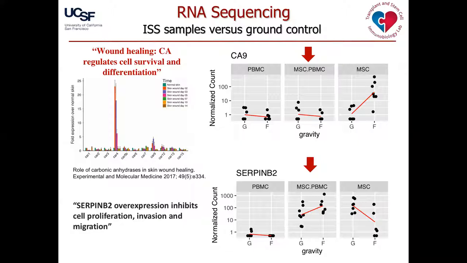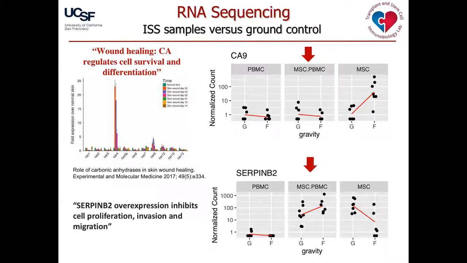However, in the middle, you see when those cells are co-cultured with the PBMCs, and we know that PBMCs are differentiating into tumor cells, you see that that pro-wound healing effect of MSCs doesn't occur anymore.